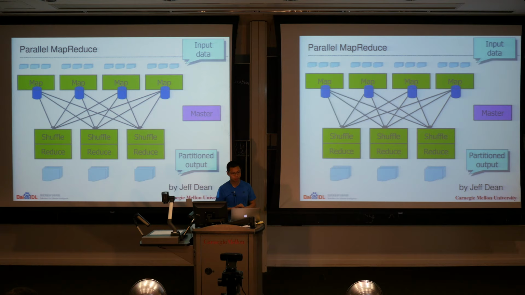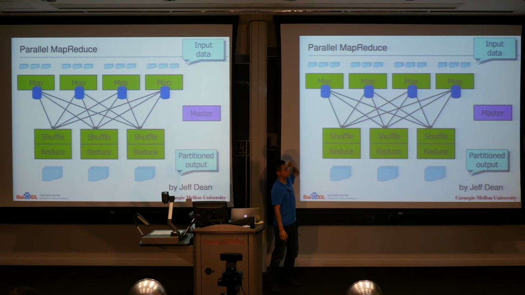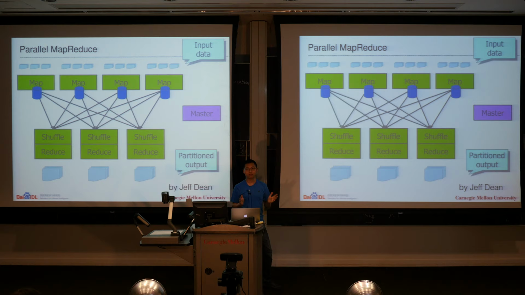Each box is a machine. You have some map machines and some reduce machines, and they can run in parallel. This is the map machine. Each map machine reads a bunch of training data, for example from HDFS. Then you compute the local gradient using the local training data and local model, and you write the local gradient onto its own disk. When you finish, you tell the master, okay, I'm done. The master then tells the reduce machine that that job has been done. Now you can read the data from that machine.